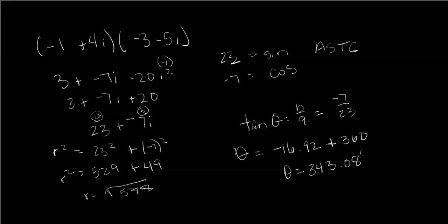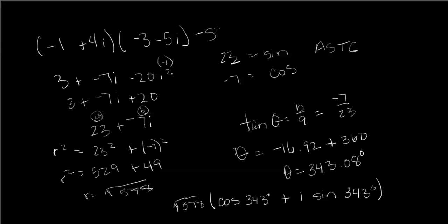So if we were to put this back in trig form, which is square root of 578 times cosine of 343 degrees plus i sine 343 degrees. So now we've taken that standard form that we started with up here, and we've turned it into a trig form.